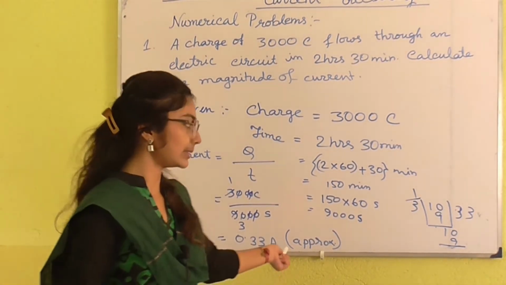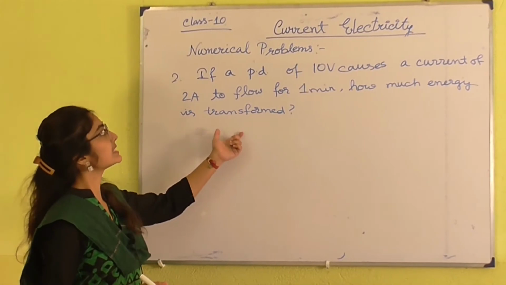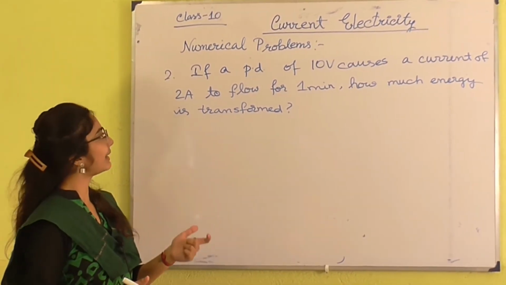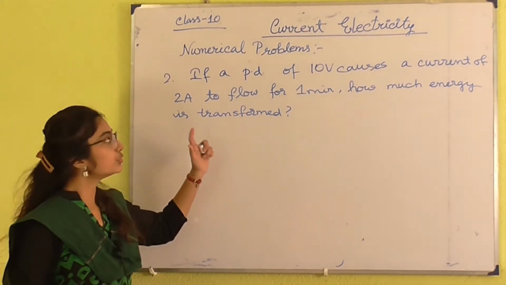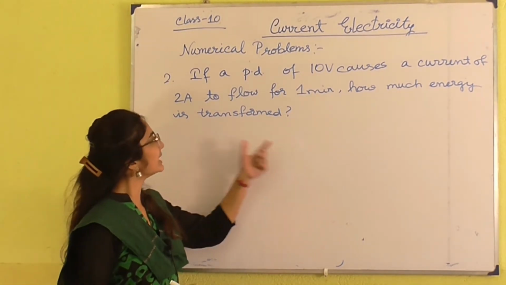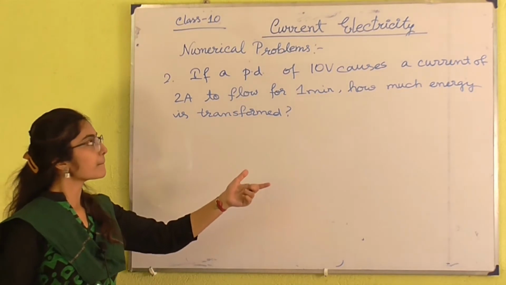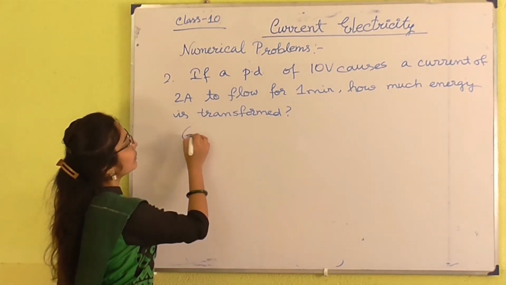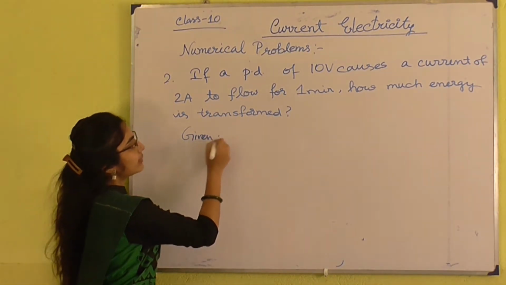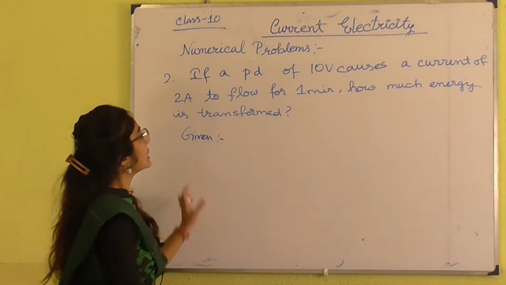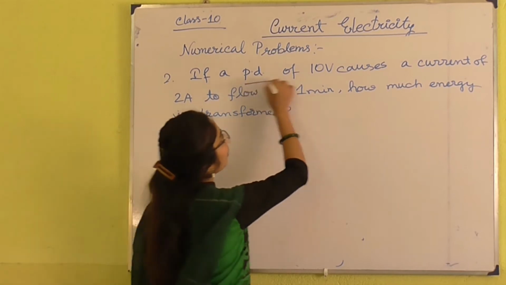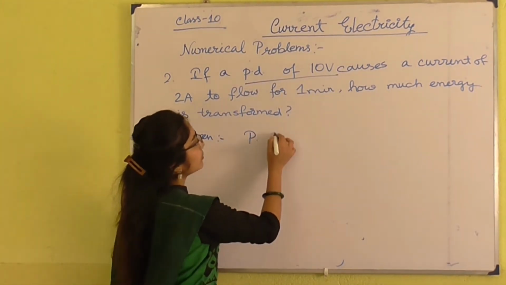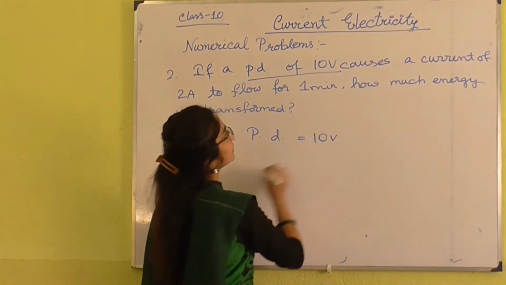It is the answer. The second sum is: if a potential difference of 10 volt causes a current of 2 ampere to flow for 1 minute, how much energy is transformed? You have to note down the given values first. Given, potential difference is 10 volt. PD is the short form of potential difference, that is 10 volt.